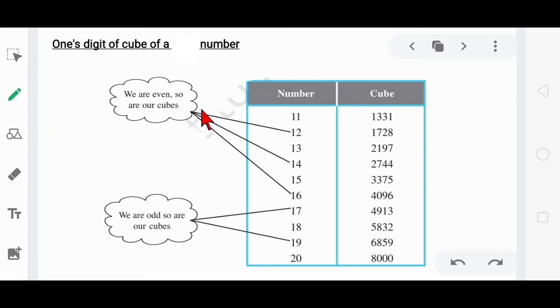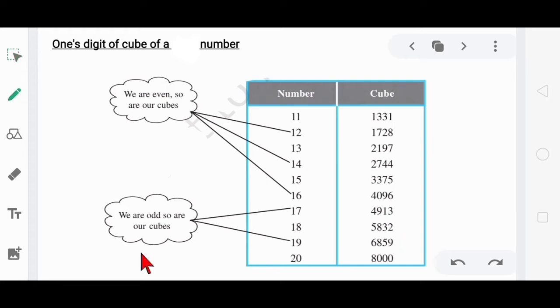What will be the ones digit of the cube of a number? See, here we have 11, and in the cube of 11 we have 1 as ones digit. So if a number ends with 1, its cube also ends with 1. If a number ends with 2, its cube ends with 8. If you are asked to find the ones digit of the cube of a number which ends with 8, you can see if we are given the example 18, its cube ends with 2, means ones digit is 2.